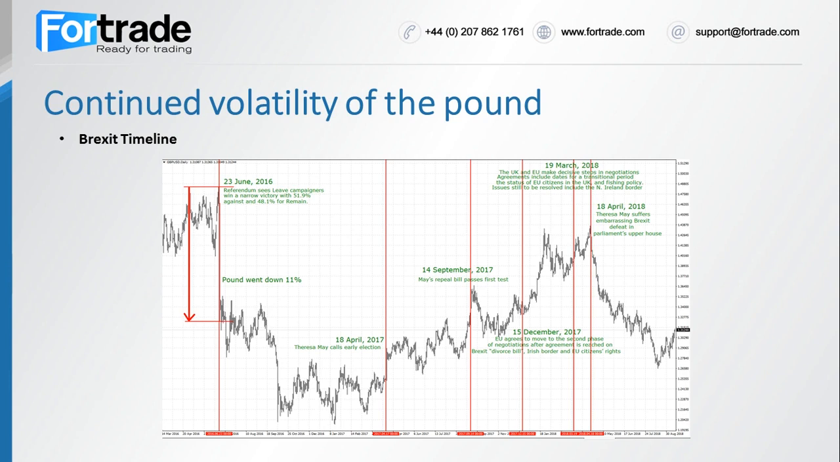In September 2017, the first step towards Brexit, the repeal bill, was passed, and you can see the pound grew in value against the dollar. In December 2017, the EU moved to the second phase of negotiations after the EU agreed on the Brexit divorce bill. The pound grew to its highest level since the referendum result. In March 2018, the UK and the EU made further progress, causing the pound to climb further. But on April the 18th, Prime Minister May suffered an important defeat in the House of Lords, which sent sterling downward until recently when optimism over a deal gained some momentum.